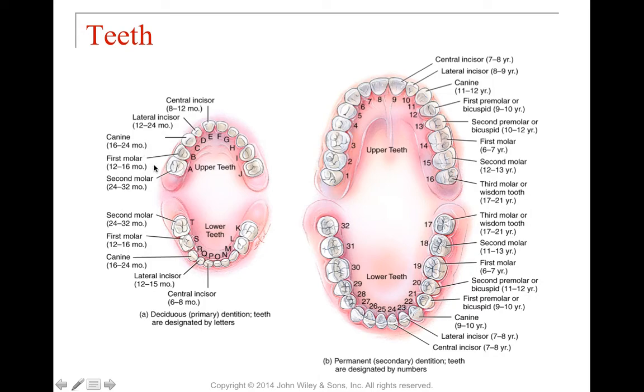And then just a little bit after that, they get their molars. So they actually are going to skip these. They get these molars here around the 12 to 16 month mark. And then later on, at 24 to 32 months, around the 2 to 3 year mark, they end up with a second set of molars.